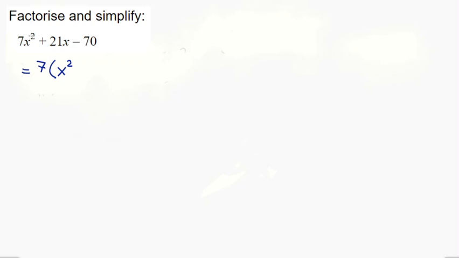So 7 times x squared plus, what do I have to multiply by 7 to get 21x? Well, 3x, right? 3x times 7 is 21x. Now, negative 10 times 7 is negative 70. And now we've reached a much simpler problem, because now we can solve the inside here and just multiply by 7. So let's now solve this much simpler problem.